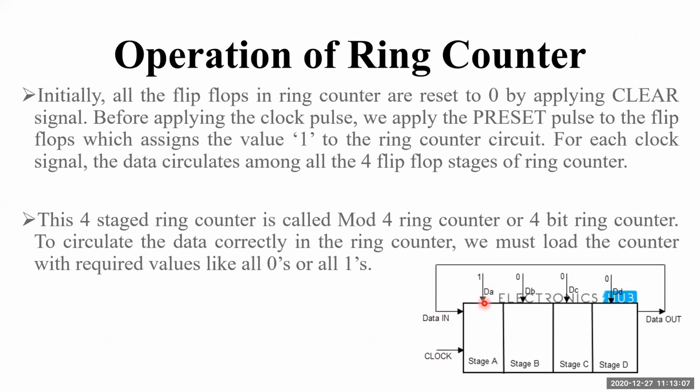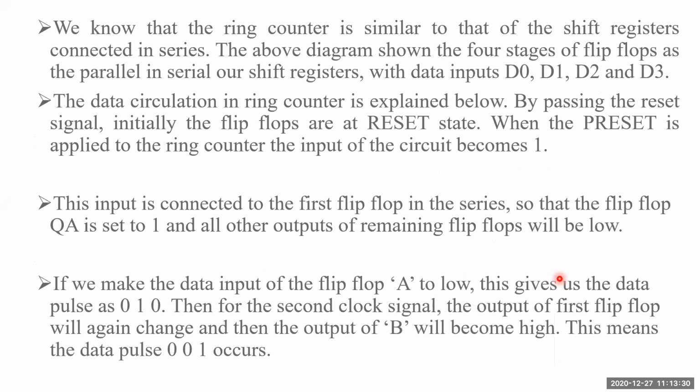So see now, whenever you applied 0 over here on the first clock, the shifting takes place. Whenever the clock is applied over here, this 0 becomes the output. So now this is 0, which means the 1 goes to the next flip-flop. The 1 becomes an input to the next flip-flop. Therefore, we have written here, whenever we make the data input of the first flip-flop low, this gives a data pulse of 0, 1, 0.